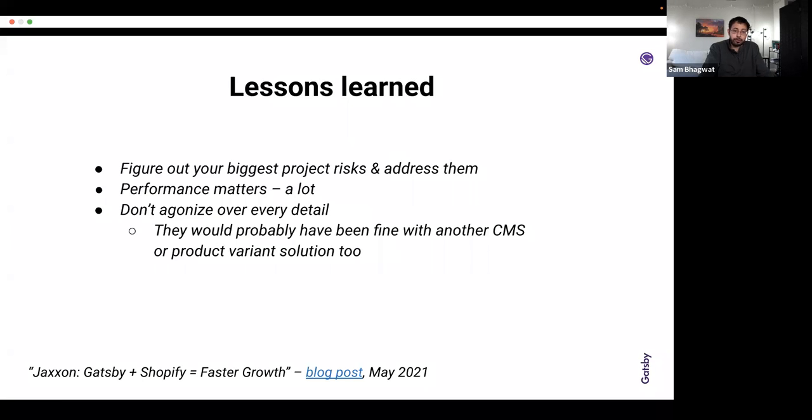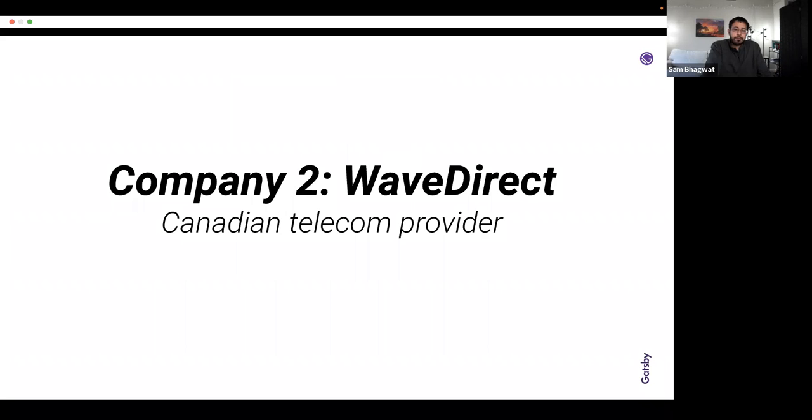And some lessons learned from the architecture: again, think about the biggest project risks up front. Web performance really matters. Faster websites really do increase conversions a lot. And the other thing is that there were a number of decisions they had to make, but some of them would have been okay either way. It could have been okay with another CMS; if they'd gone with Sanity, it probably would have been fine. Cool. So, awesome.